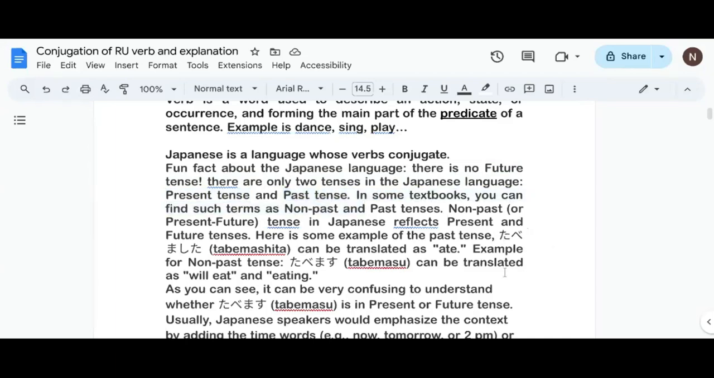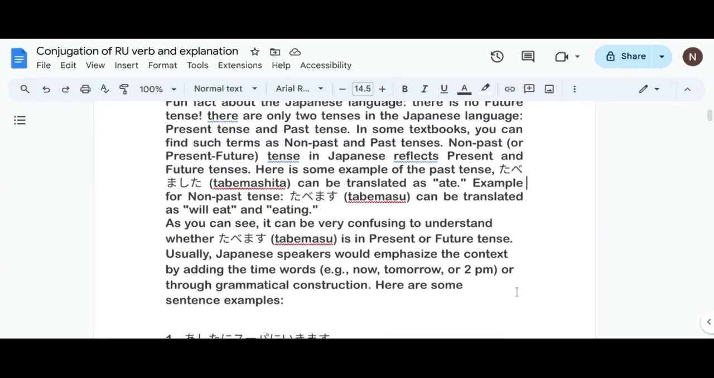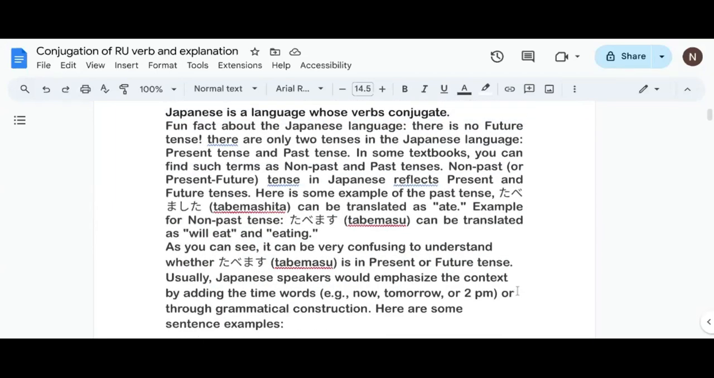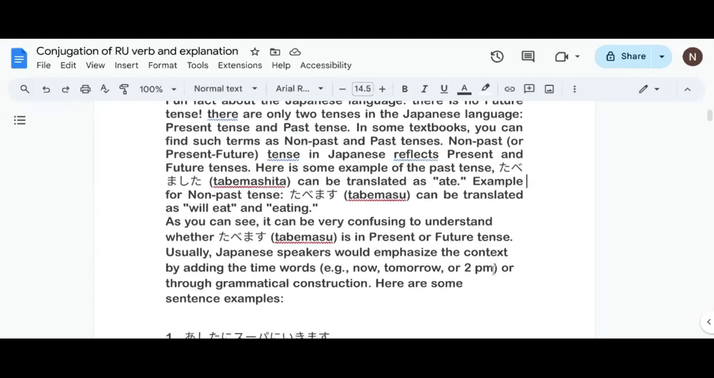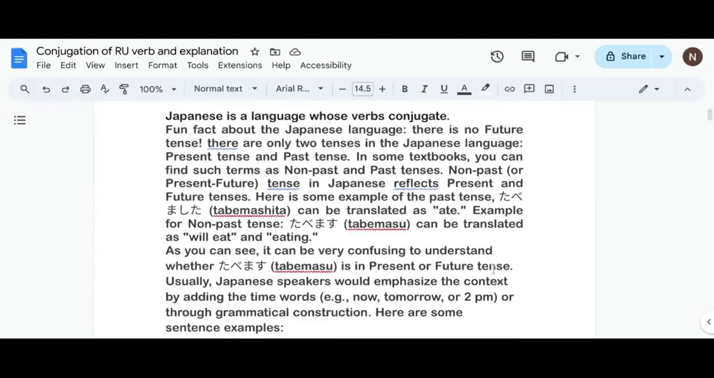So maybe you would ask, how would I say, I will eat ramen, for example. The "I will" is the future, okay? I will eat ramen. So how can I say that in Japanese? In Japanese language, we said that there are only two tenses. It is the present and the past tense.